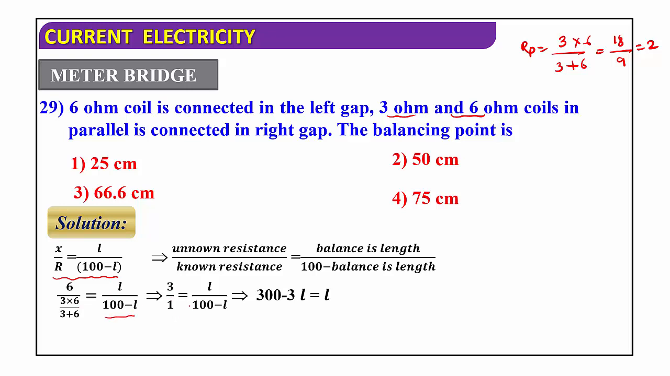Substituting these values, we get 300 minus 3L equal to L. So this is equivalent to 4L equal to 300, where minus 3L is taken to the RHS. So L equals 300 divided by 4. The final answer is 75 centimeter, the balancing length. So the fourth option is the right answer.